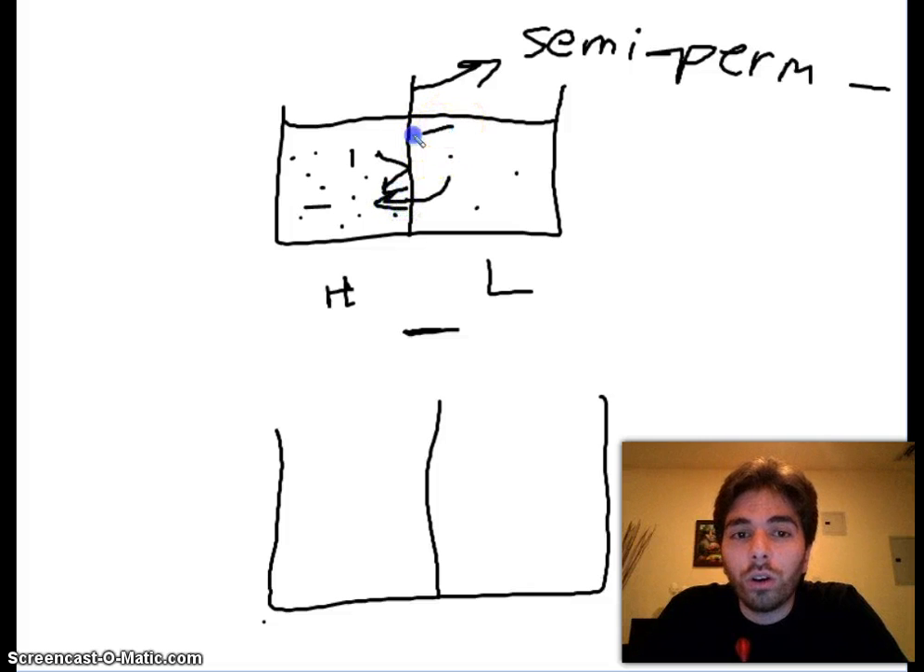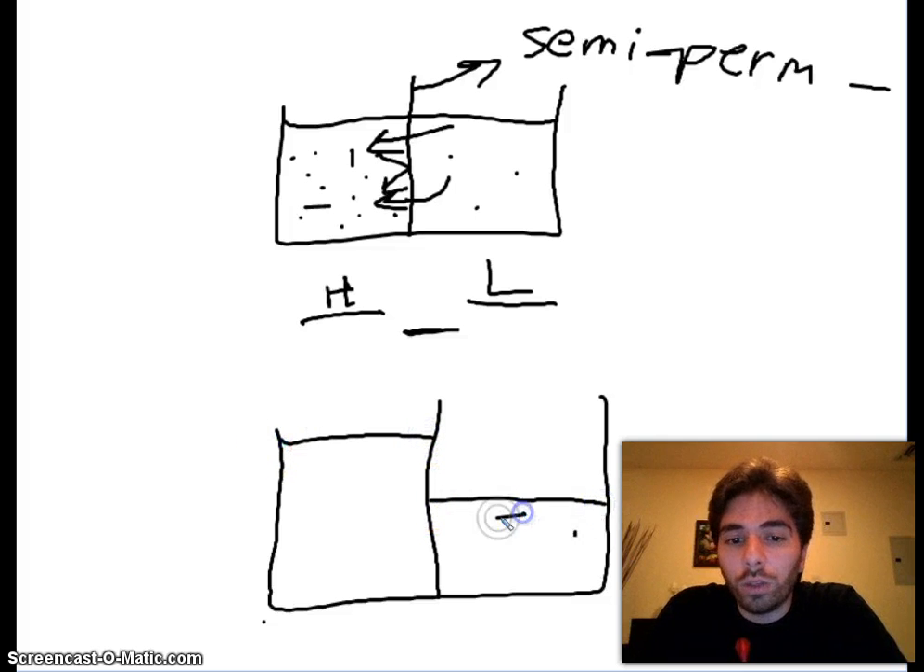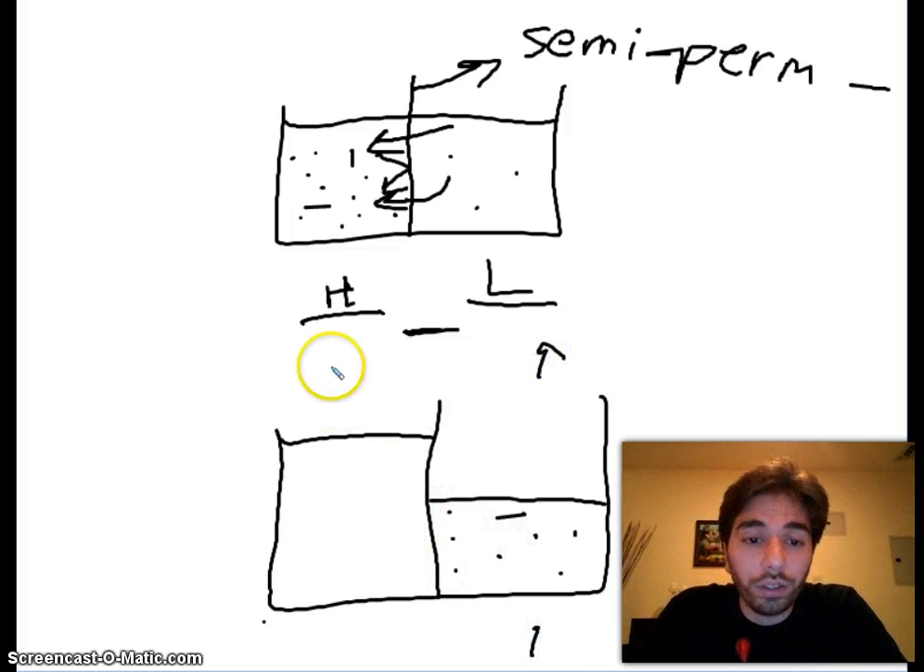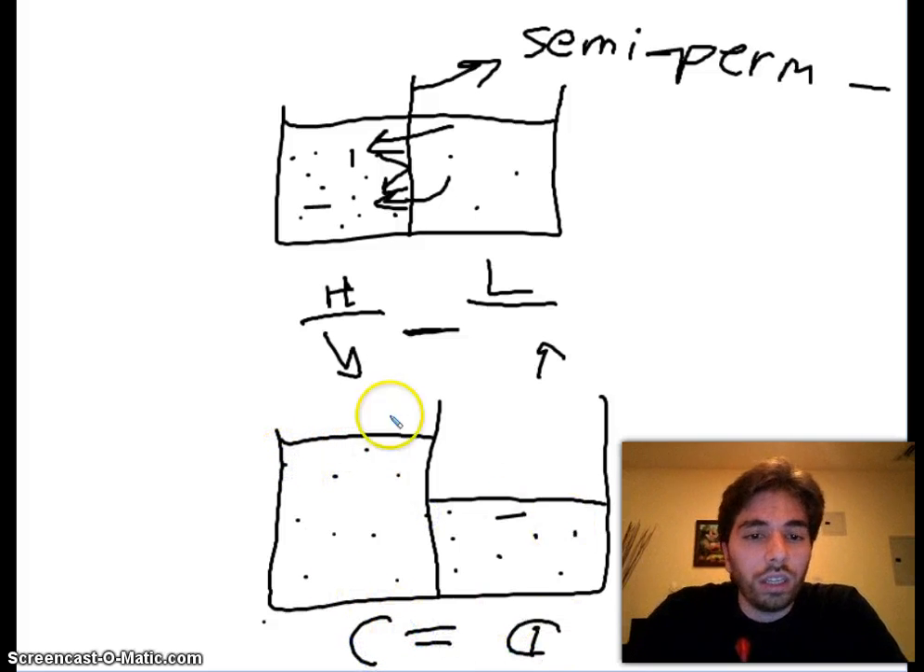So the water will go opposite to the solute. It will go opposite to the solute gradient, from low solute to high solute, and we'll end up with something like this. What we did is that we decreased the volume here so that the concentration increases, and we increased the volume here so that the concentration decreases, until the concentrations on both sides are equal.